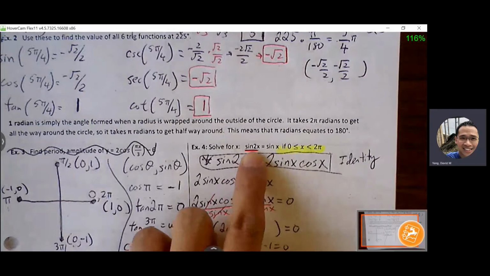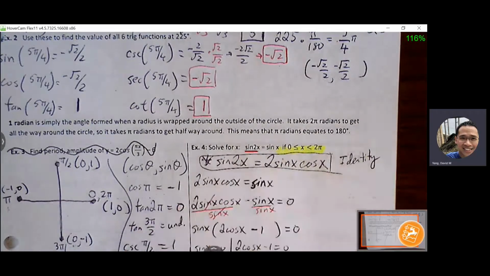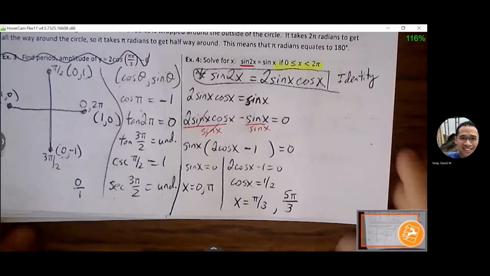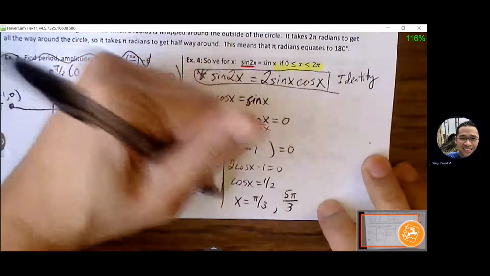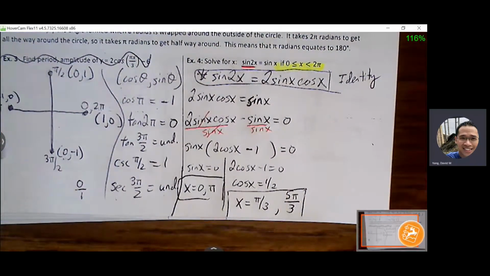Or if you think of it from a graphical perspective, sine of x has a certain period. Sine of 2x is a more condensed or stretched version, so they're going to intersect at certain spots. So we have 4 solutions, 4 places where, I guess you can think of it as where these graphs are going to intersect between 0 and 2 pi. So 0, pi, pi over 3, and 5 pi over 3.